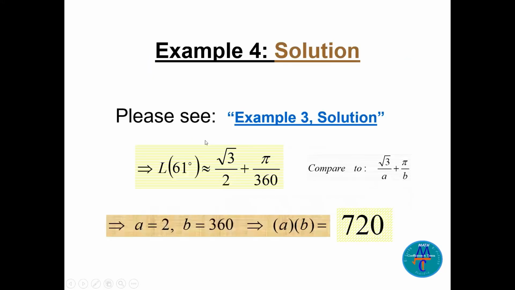So just take the values from the example 3 solution: L of 61 degrees, you get this answer, square root of 3 over 2 plus pi over 360. Now compare it to what's given in the question, square root of 3 over a, so a is 2, plus pi over b, b is 360. Find ab: 2 times 360, which is 720, is the answer.